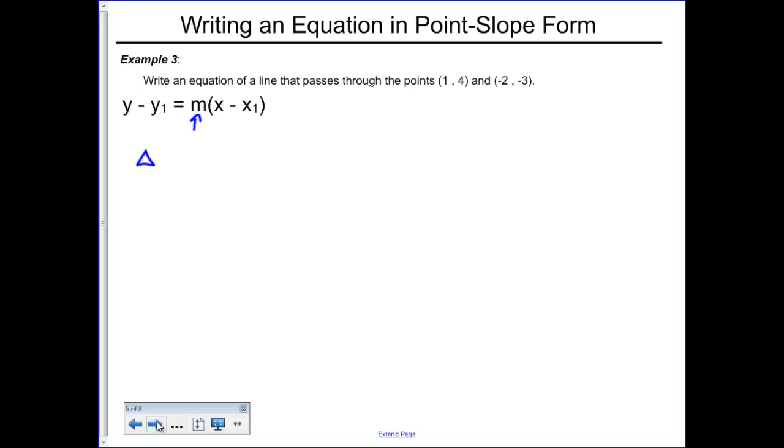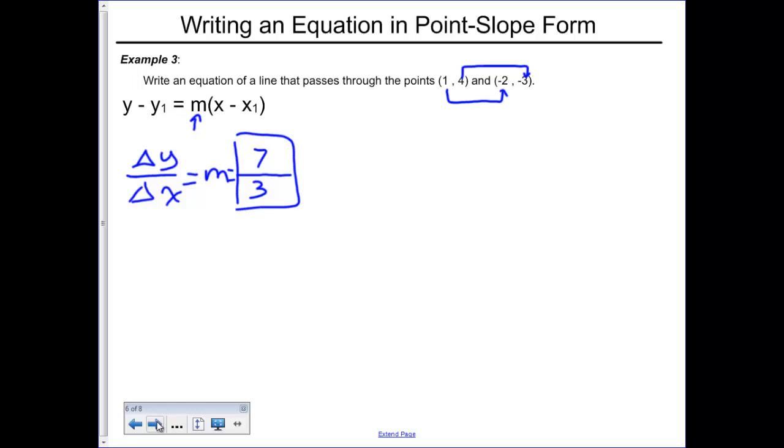Slope is change in y over change in x. That's my m value. So I need to go ahead and calculate slope. So change in y, 4 minus -3, and that would give us 7. And 1 minus -2 would give us 3. So the slope is 7/3.